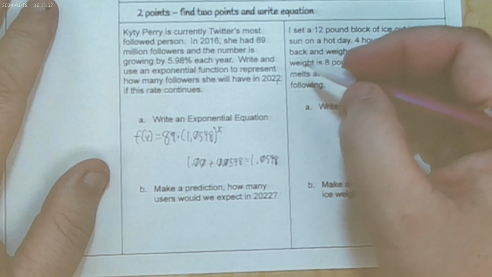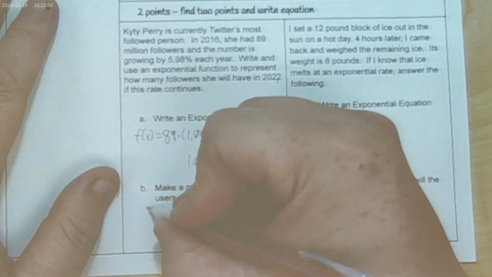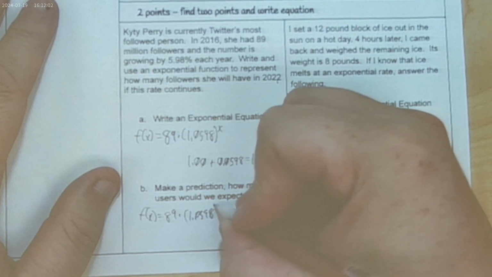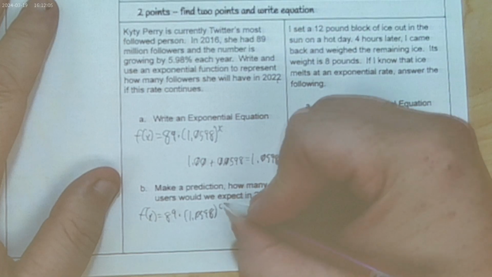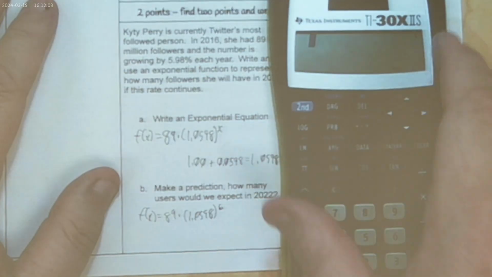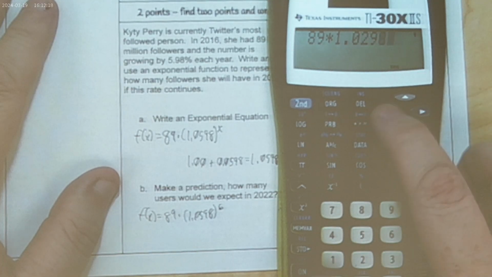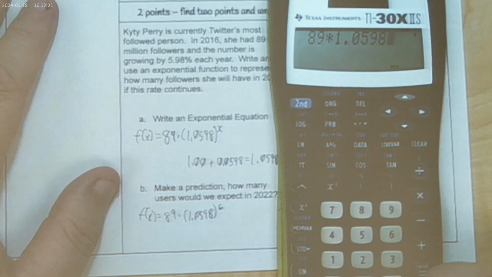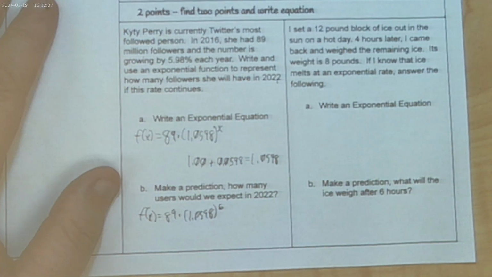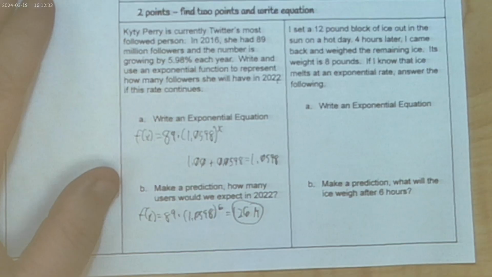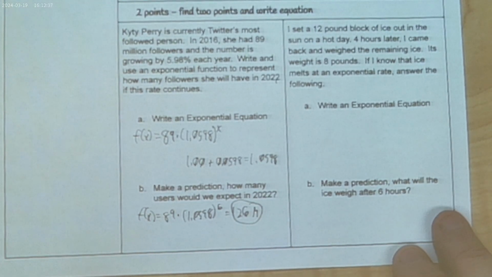So 2022: f of x equals 89 times 1.0598 to the 6th power. That gives us about 126 million. So that is the correct answer.